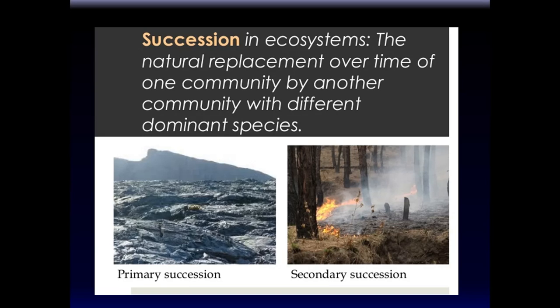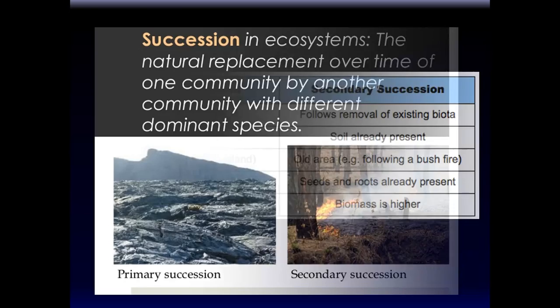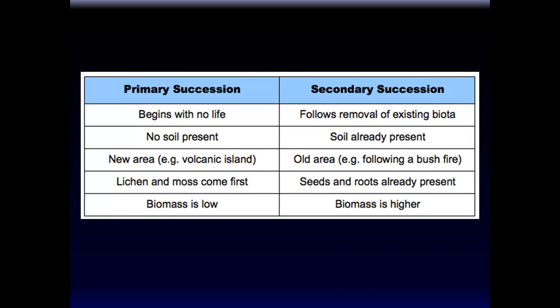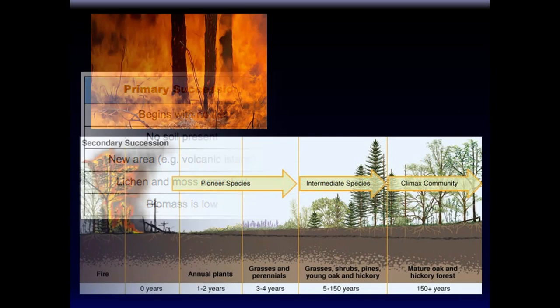Shorter. Very good. Why? Because the key ingredient, soil, is already present. The soil is there. If anything, all the burnt embers give you more soil, make the soil richer. So the difference between primary and secondary succession is that primary succession begins with no life there. There's no soil there. In secondary, there's soil already present. This is a new area of volcanic ash, versus an old area. So that's the key difference.